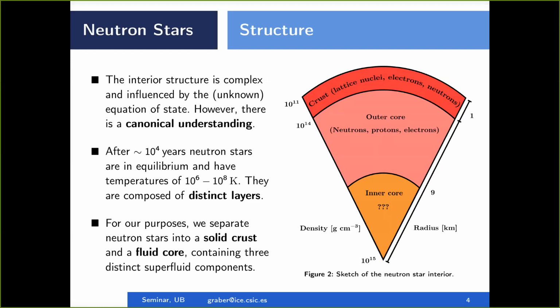But we have this idea that we have an outer crust that's composed of lattice nuclei, electrons, and neutrons. Then at this line, which is the crust-core interface, we go into the outer core where we have neutrons, protons, electrons, and at some point also muons. And then we have this inner core where I typically draw question marks because we don't really know what's happening. There could be exotic particles here and other phases that we really don't understand that well.